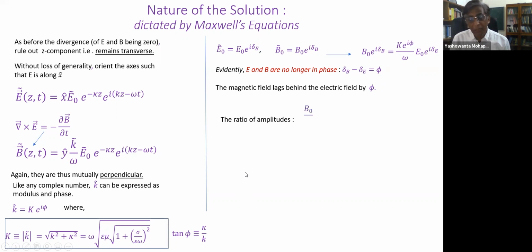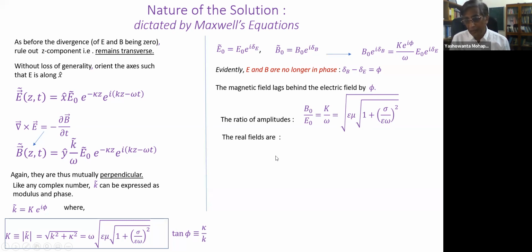So the ratio of the amplitudes now, if I take B naught by E naught, is simply K tilde by omega, and that is from here. Just K by omega, and so this quantity now depends, of course, on sigma by epsilon omega.